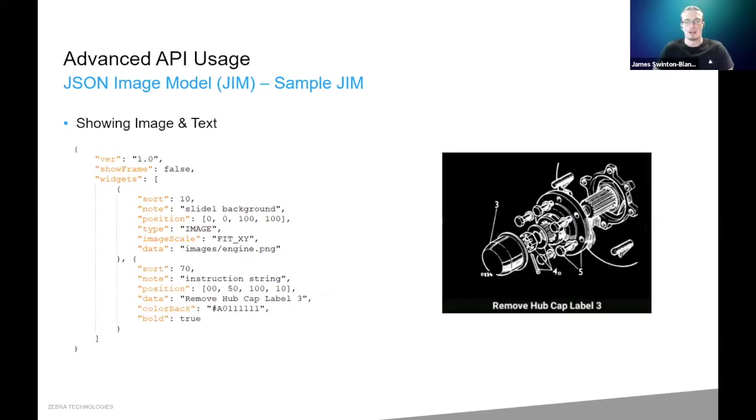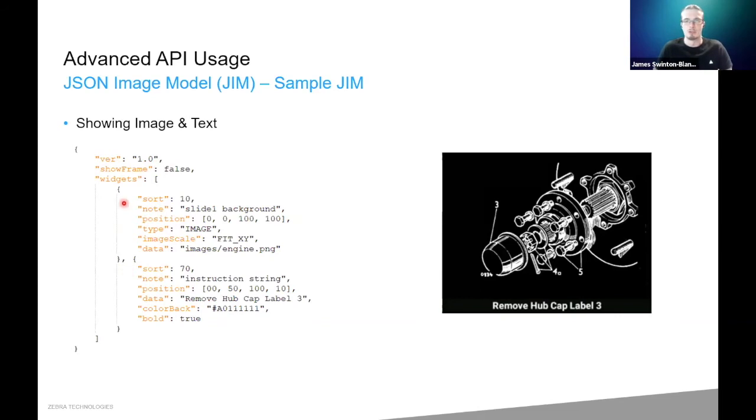So on this next slide, I've combined the two previous objects and put them into the same array. So we can see here the first widget we have is the image widget, which is this diagram of an engine. And then down here, we have the text widget, which is this text at the bottom. The key thing here is to see the importance of the sort value. By giving the image a sort value of 10 and the text a sort value of 70, I've placed the text in front of the image. So the image goes at the back and then the text comes through to the front like that.